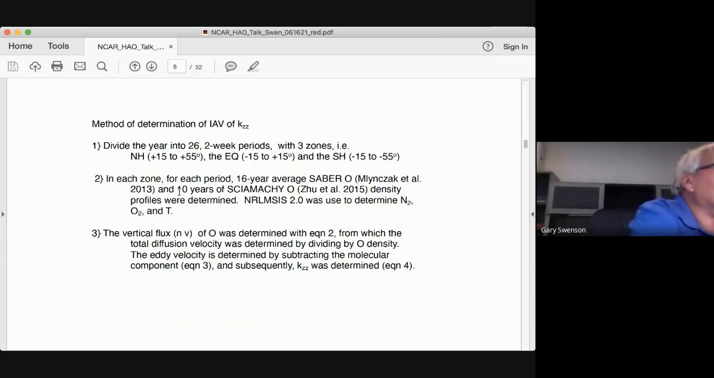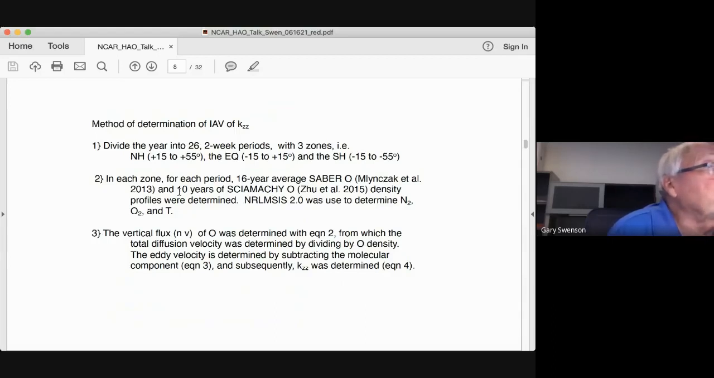We divided the year into 26 two-week periods and 3 zones: a northern hemisphere zone from plus 15 to plus 55, the equator plus and minus 15 degrees, and a southern hemisphere zone from minus 15 to minus 55. In each zone, for each period, we took the 16-year average SABER O density from the most recent SABER database that's online, 2002 to 2018, actually.